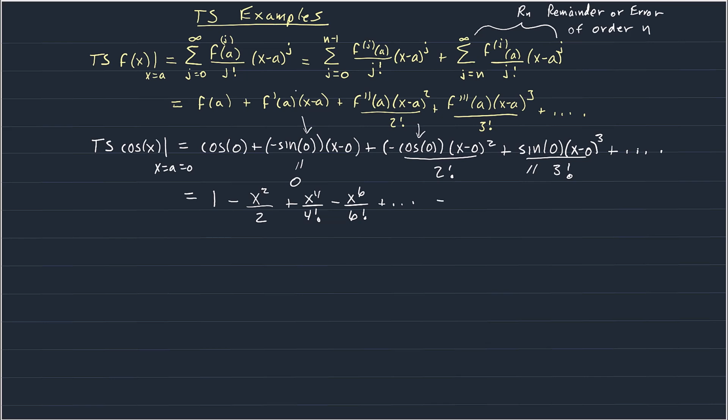And I can write that using the summation notation of the sum from n equals 0 to infinity of minus 1 to the n power times x to the 2n all over 2n factorial. So this would be what you would write for the Taylor series of cosine x evaluated at x equals 0.